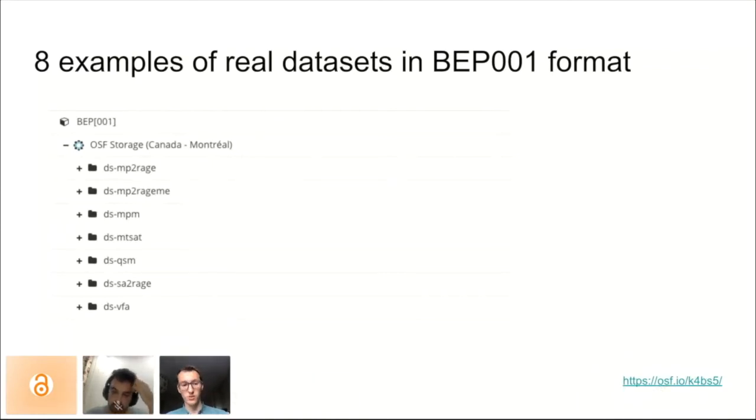I put the list here also because if you have any other data set that hasn't been included, please feel free to get in touch with us and we can work with you to put it in BIDS format as well. And today we're going to focus on 2 specifically.